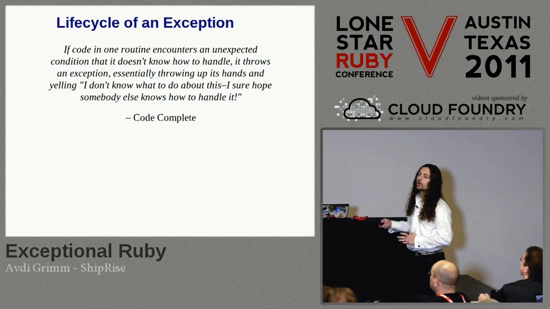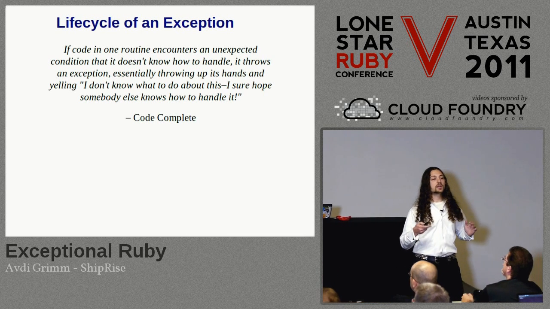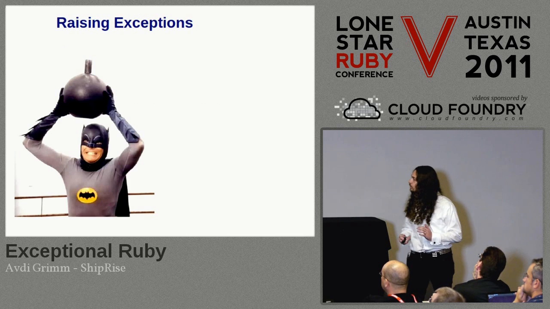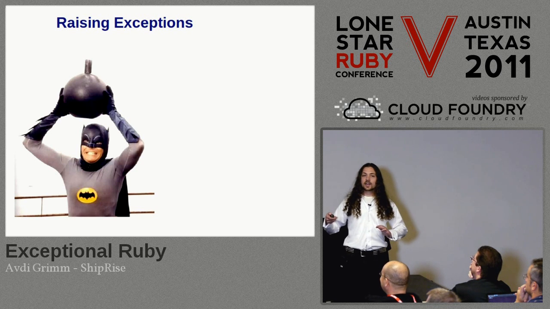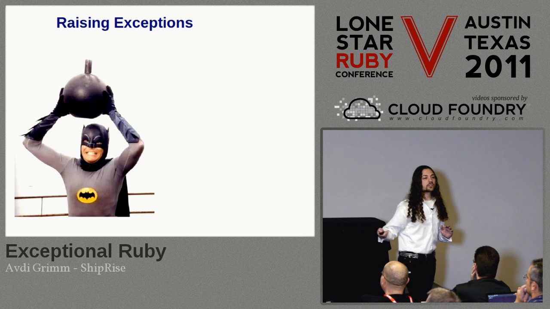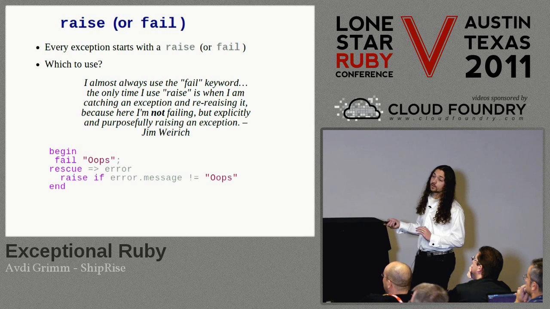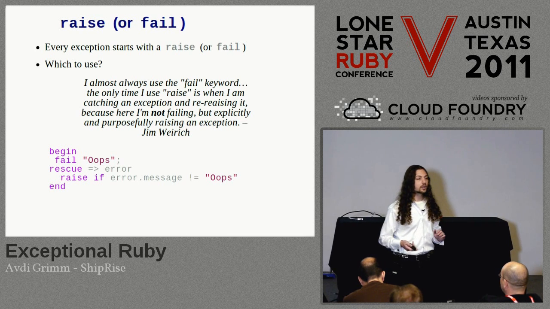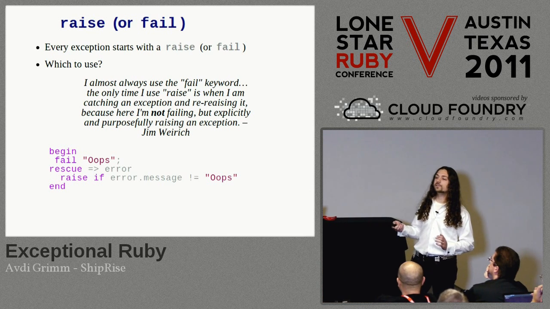I want to start you off, now that we have some definitions, with a whirlwind tour of the Ruby exception system. It all starts with a raise or fail. Raise and fail are synonyms in Ruby. They do the exact same thing. Raise has become, I think, more popular lately than fail.